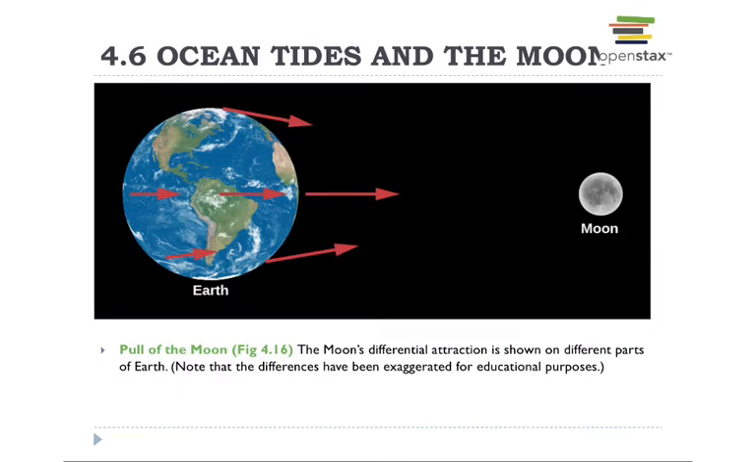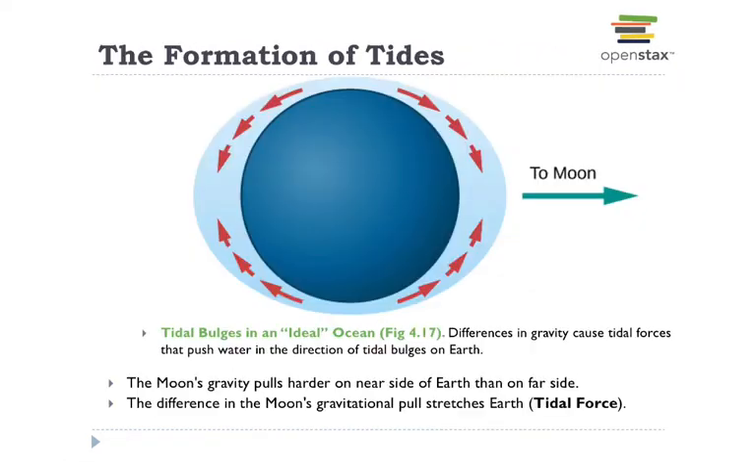So we'll discuss a little bit more about ocean tides and the moon. Again, it has to do with that gravitational attraction that it has. So formation of tides: again, the moon, if it's tugging on us, is going to elongate the Earth very slightly. And it's going to create that bulge because it's pulling harder on one side than the other. And so that causes the Earth to stretch, creating that tidal force.